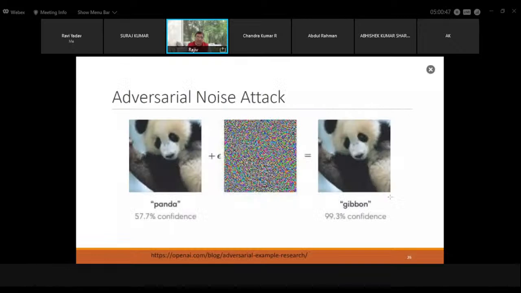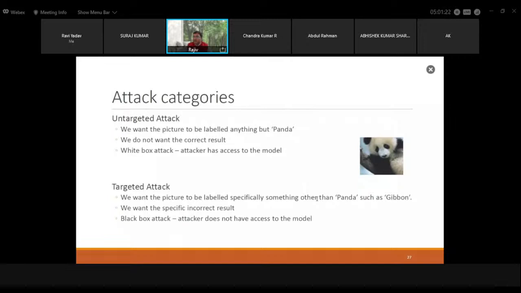The most famous example of an adversarial noise attack is this picture. If you read any paper about machine learning adversarial attacks, you will find this image. In this image, it is recognized as a panda with 57.7% confidence. When you add a little bit of noise, it becomes a gibbon with 99.3% confidence. So it's very easy to misclassify a picture, and this gives us two classes of attack categories. One is called untargeted attack, and another is called targeted attack.